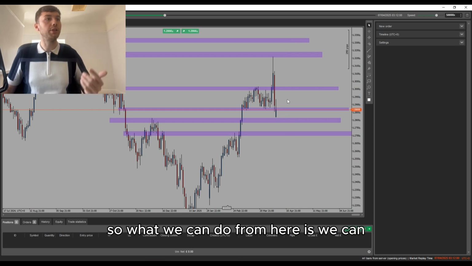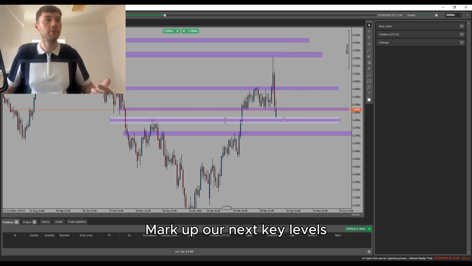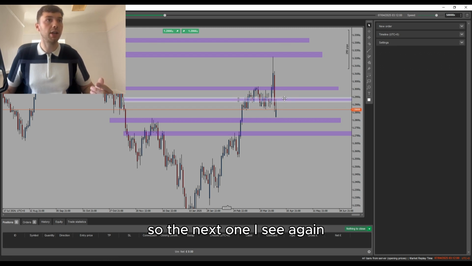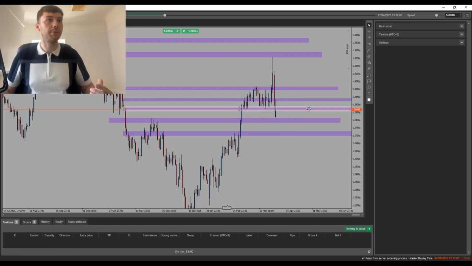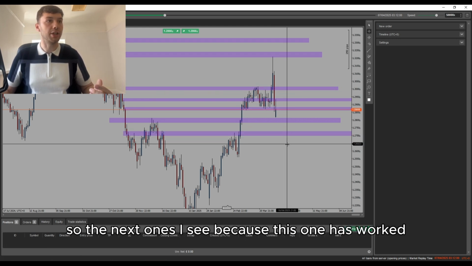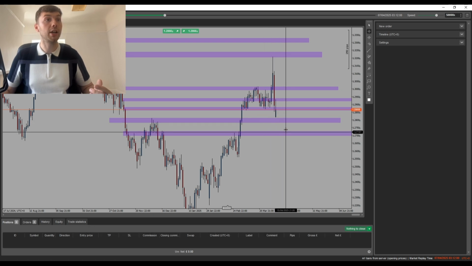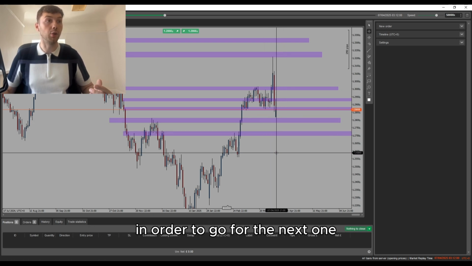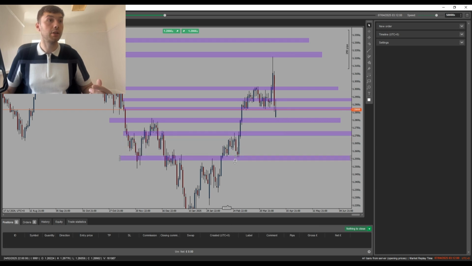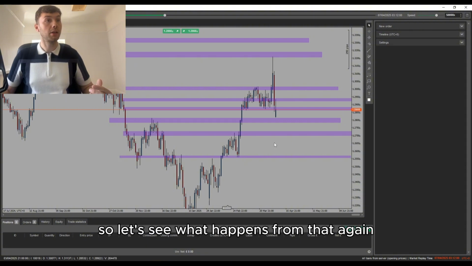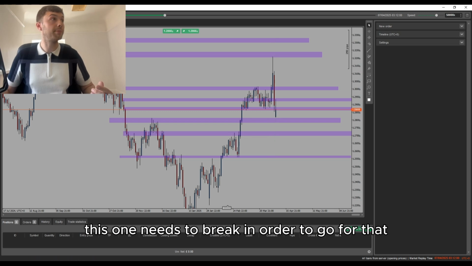So what we can do from here is mark up our next key levels. So the next one I see, because it's had that big pullback, I'd say that's a key level as well. So we'll mark that up. And we'll just go from there. So the next ones I see, because this one has worked, I now need this one to break in order to go for the next one, which I see is down here. So let's see what happens from that. Again, this one needs to break in order to go for that.